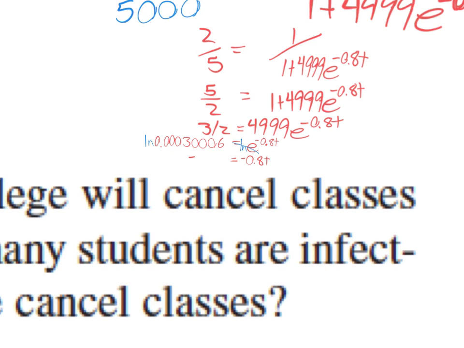Negative 8.11 and change. So we leave that in the calculator because we're not going to round until we get to the very end. And we divide by negative 0.8. And what do you get t equal to? You get 10.13. Okay, 10.13. Makes sense.